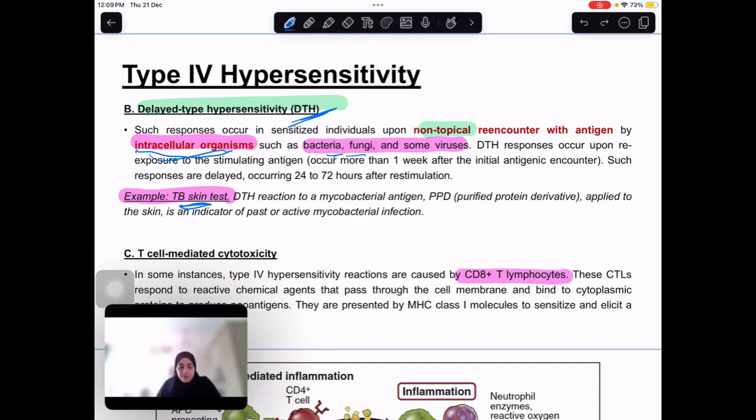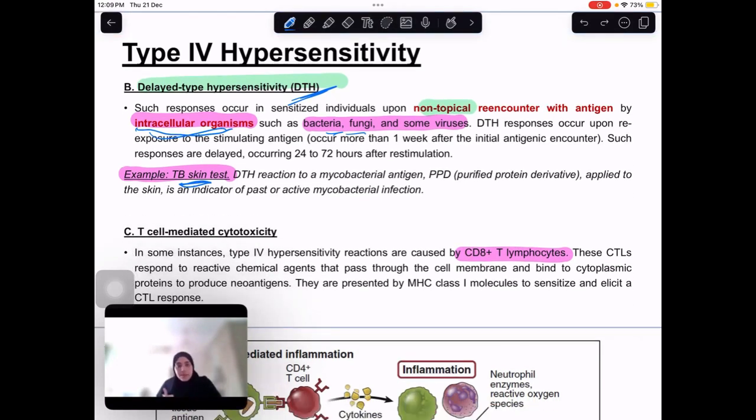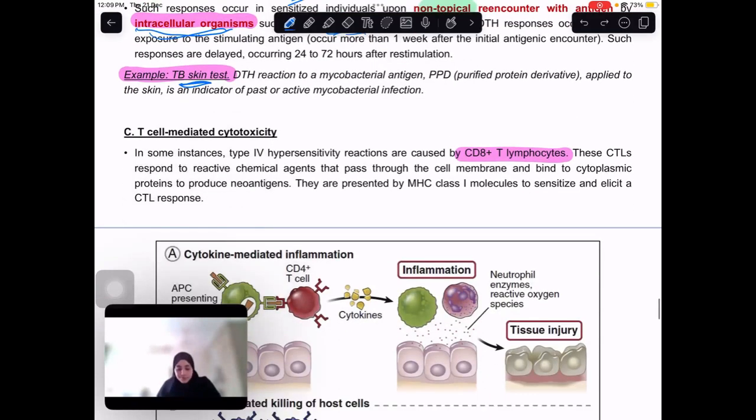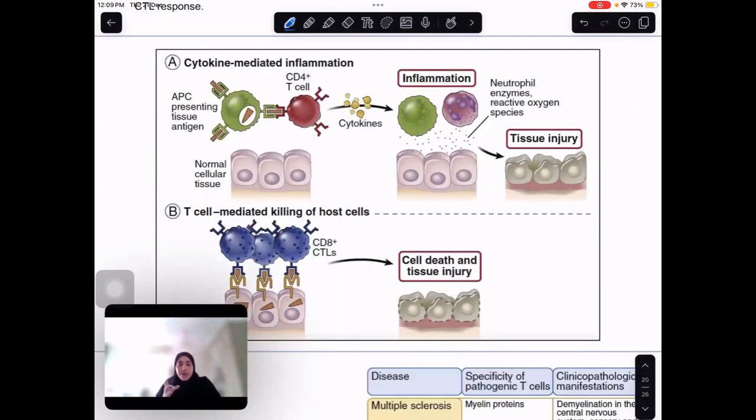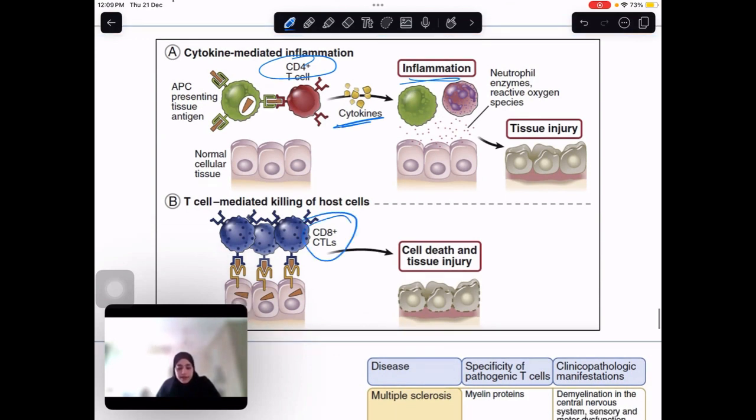Okay, so the main thing is know the examples, like the TB skin, the delayed, the contact dermatitis, and what is T cell mediated. Now it could be through the CD4 or CD8, but mostly it's through the CD8. CD4 cells are going to be releasing cytokines to cause inflammation, whereas the CD8 cells cause the direct killing by apoptosis, right?